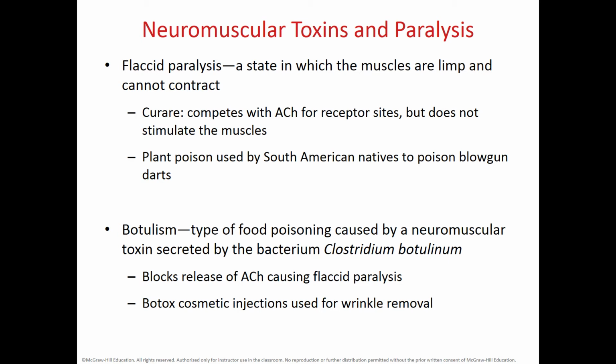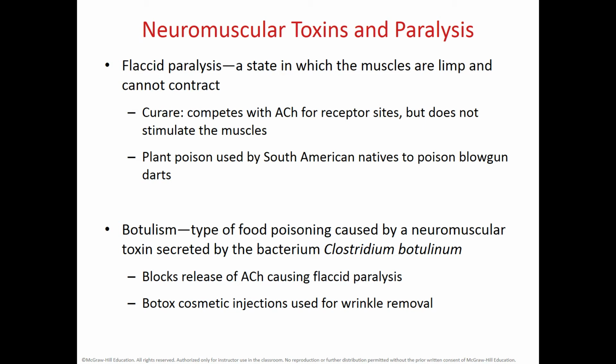Now, you can also have flaccid paralysis, in which the muscles have less tone than normal, so the muscles will be limp and they cannot contract. A toxin that can cause this is called curare. This will compete with acetylcholine for receptor sites, but it will not stimulate the muscle, so it will be blocking the acetylcholine receptors, so acetylcholine cannot bind, and then you will have flaccid paralysis.